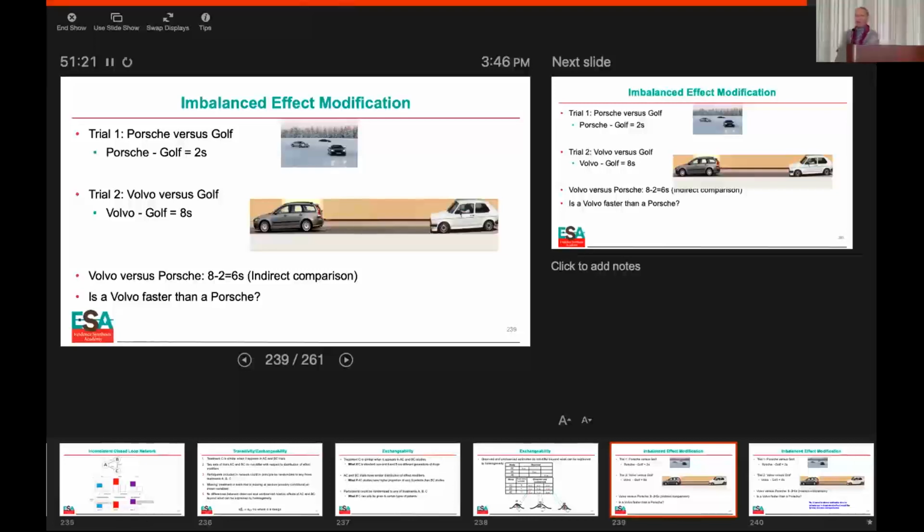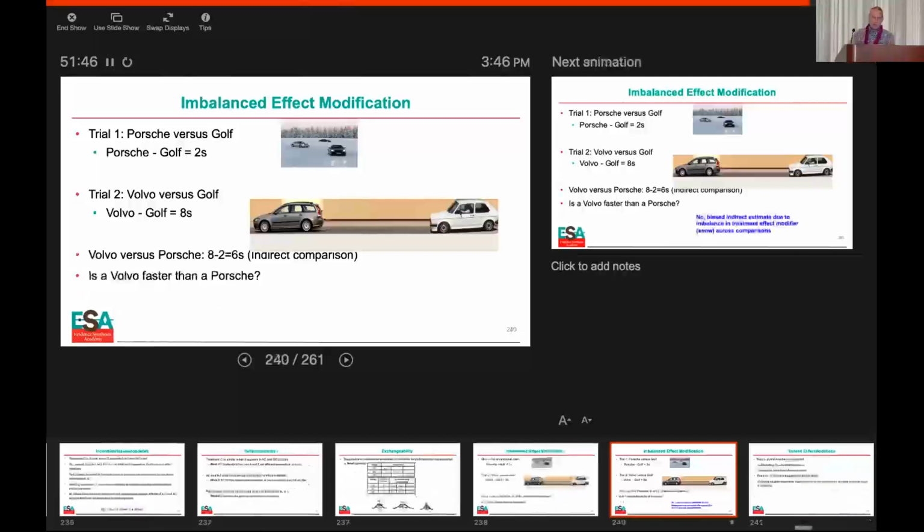So the question is, is a Volvo faster than a Porsche? Now, before I go to the next slide, which of course you probably have in front of you, what do you think is the problem here with this indirect comparison? Yes, so we're comparing one in ice and one in dry conditions, right? So in other words, the effect modifier here is the weather condition.